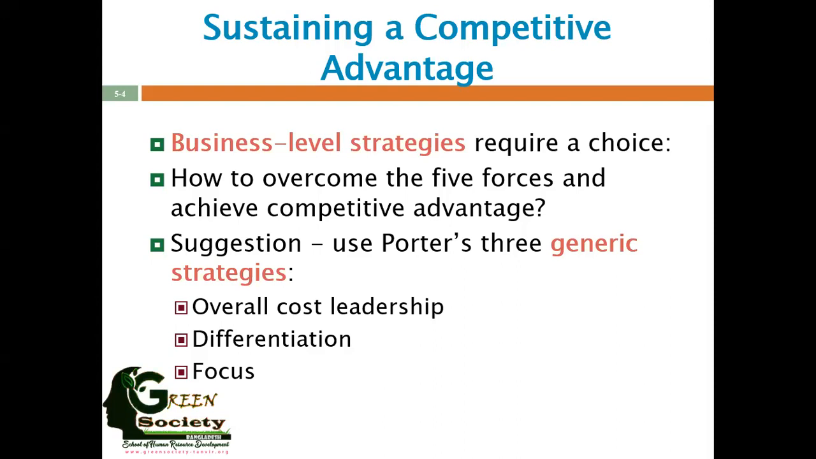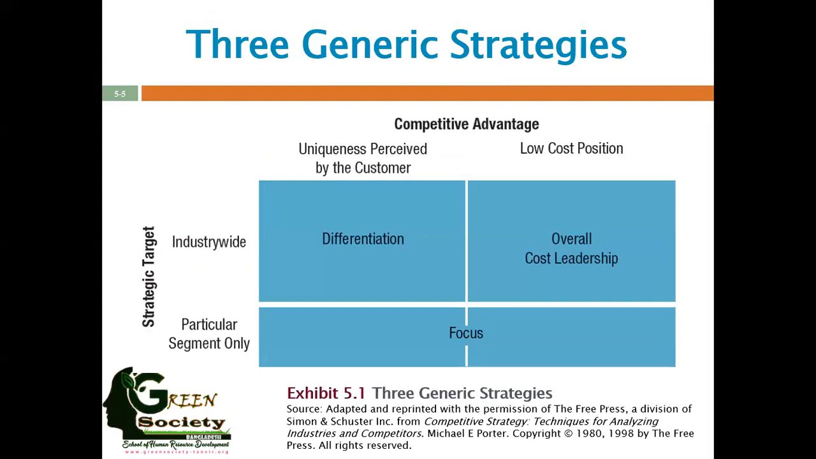What should be the right strategy for your business? That's why it's a business level strategy. What should be the right strategy? Now see, we have presented three generic strategies in front of you. What are these? The three generic strategies are: either you can go for differentiation, you can go for overall cost leadership, or you can follow a focus strategy.